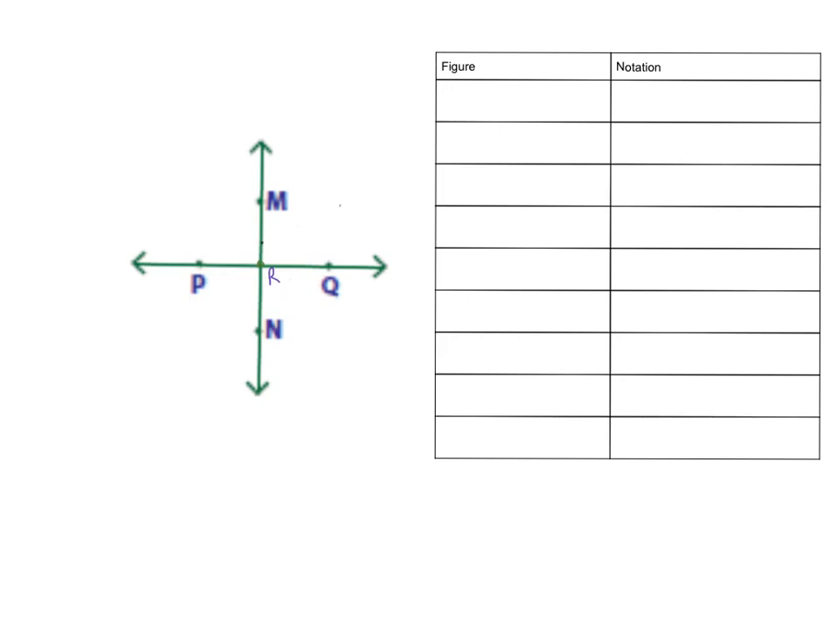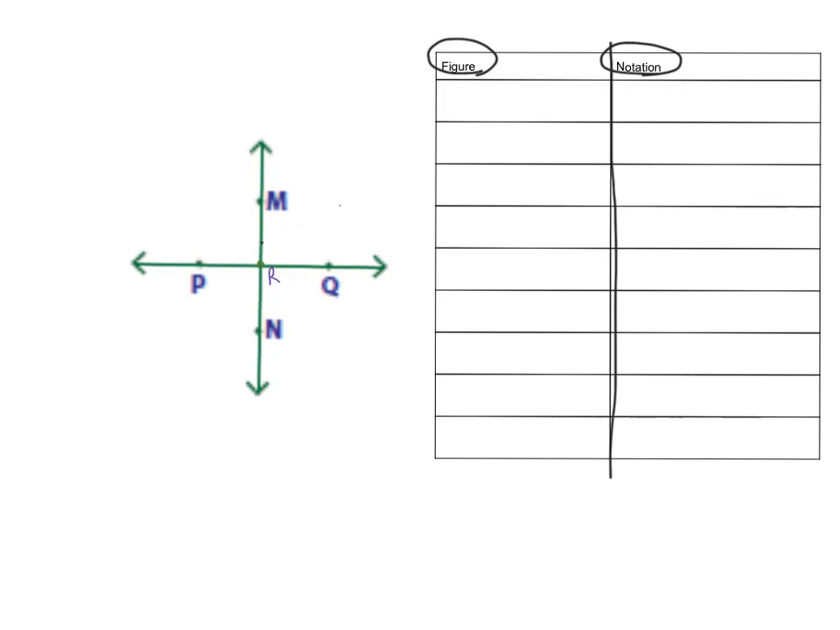We are looking at how to make notation for geometrical diagrams. So the first thing that I'm going to need you to do is get a piece of paper on which to take some notes. And on this piece of paper, I want you to draw a line down through the center. And on the left, I want you to make a column named figure. And on the right, I want you to name that column notation.